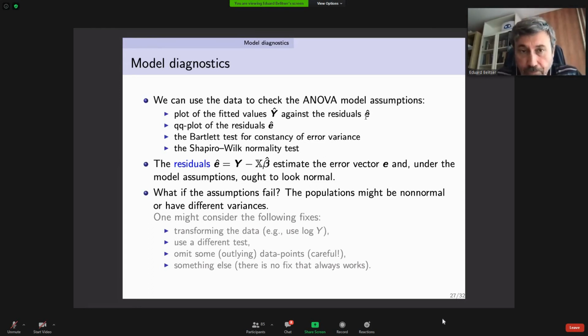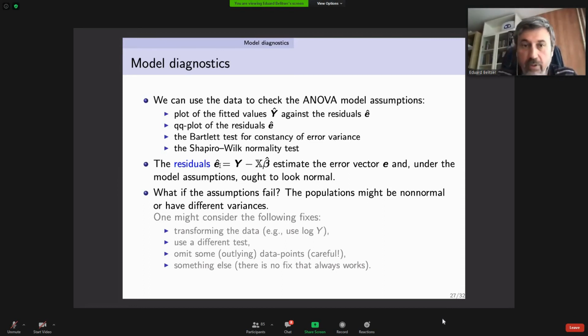And then you could also do a QQ plot of the residuals. Residuals are supposed to be estimates of the error vector, and under the model assumption they have to be normal, right? This is our assumption. So we can estimate them and look at them, and they should not deviate from what normally distributed random variables would show.